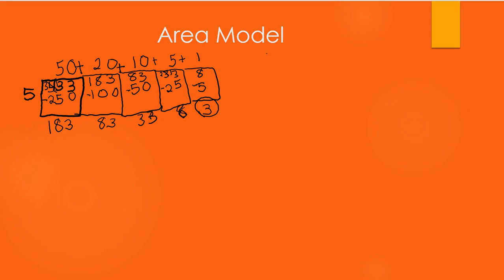So now I'm going to add my numbers that I have along the top of the box. And I would get 86 again with the remainder of 3. So once again, I get the same answer. It's just a different method of doing it.